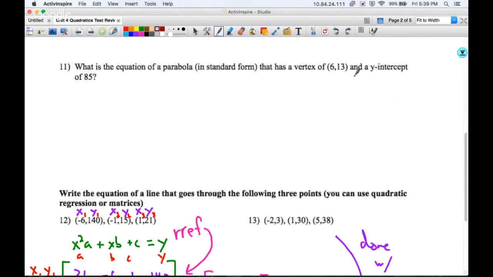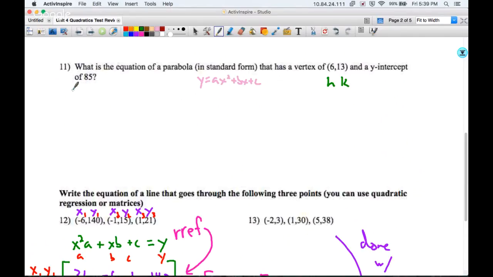Okay, what is the equation of a parabola in standard form? Let me just copy down standard form right there. That has a vertex of 6, 13 and a y-intercept of 85. So that vertex gives us an h and a k value. It actually gives us an x and a y value.